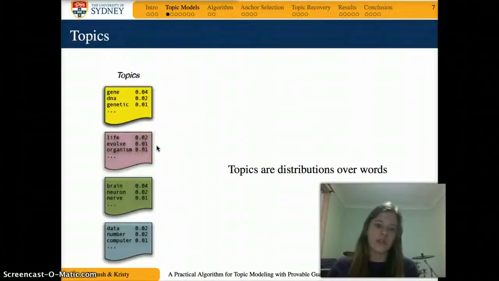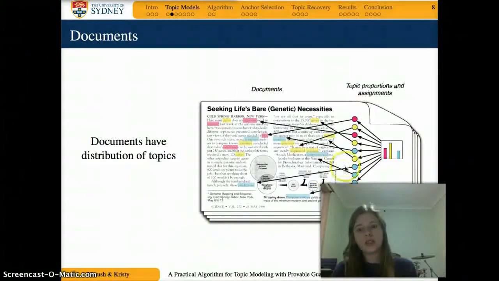We have here a different topic where life comes up the most, followed by evolve, organism, brain, neuroscience. Here we have probably computer science. So from that, we can actually look at these documents and go, okay, let's pretend that this document was generated by some amount of topics.